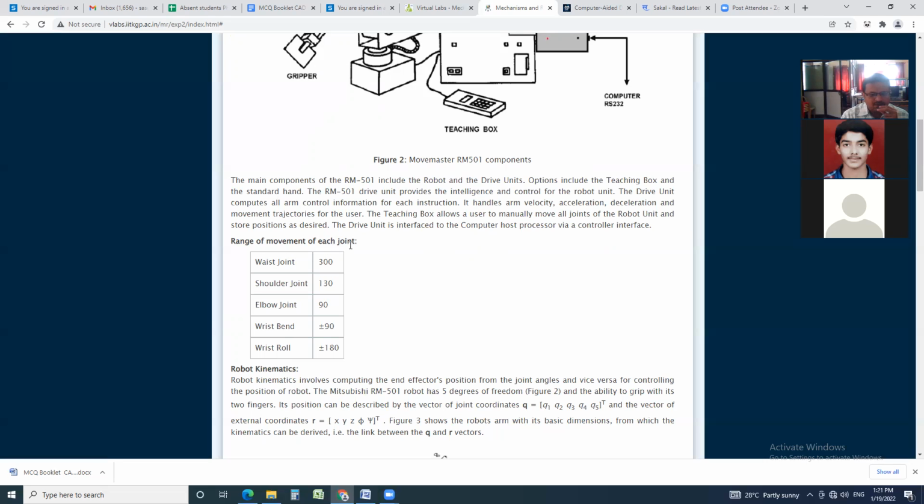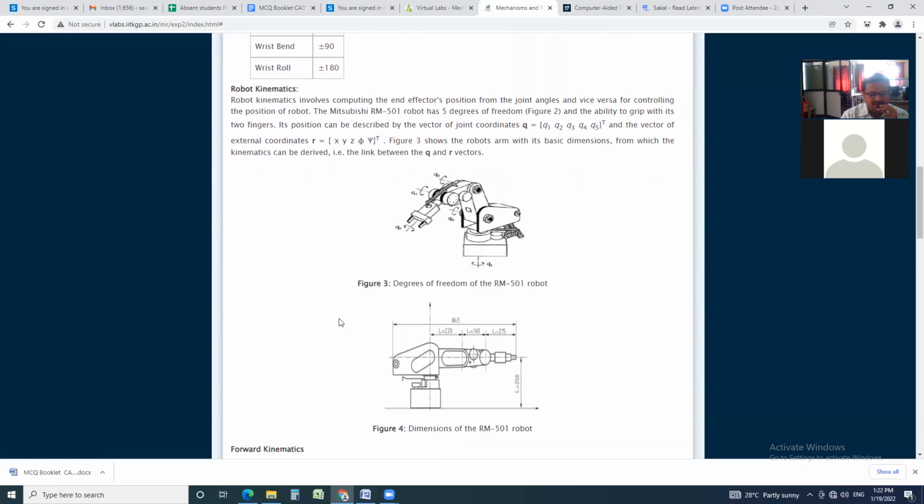Range of movement of each joint: waist joint 300, shoulder joint 130, elbow joint 90. I think it is in degrees: 300 degree, 130 degree, 90 degree. Wrist bend plus minus 90 degree, wrist roll plus minus 180 degree. Now robot kinematics. Kinematics, you know, kinematics means study of motion.